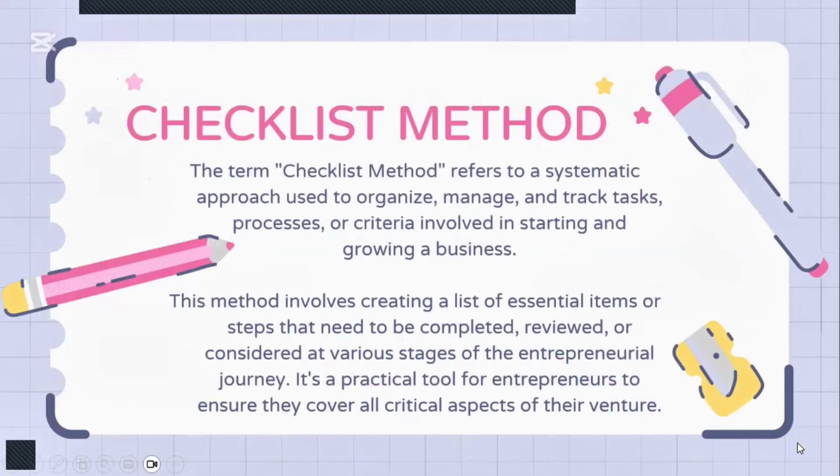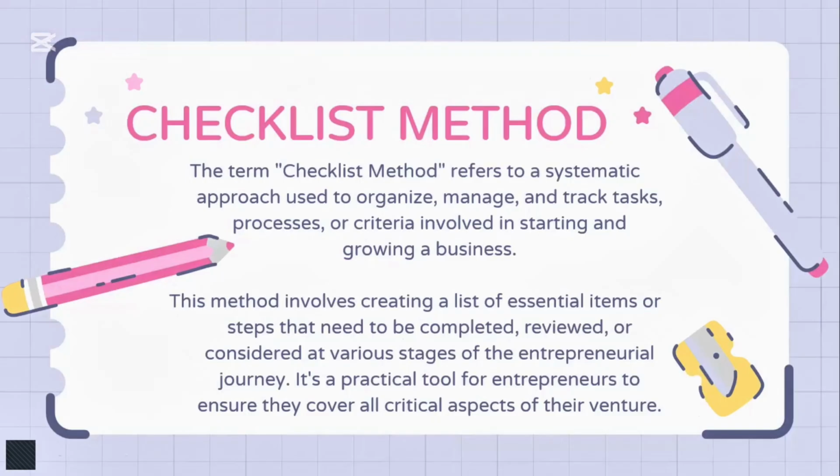We move on to the checklist method. And the checklist method, it is a systematic way in which we try to manage and track data. And what happens here is that we are looking at creating a list of essential things that must be followed through with regards to our idea. So for example, our idea should meet certain criteria. And if it does not meet that criteria, then it should not be considered.